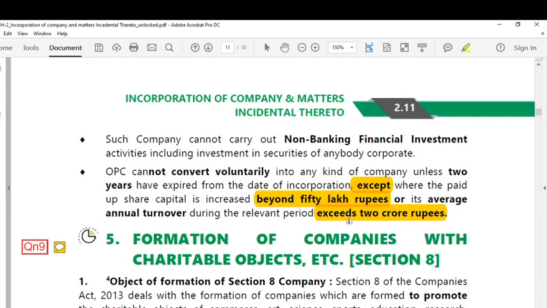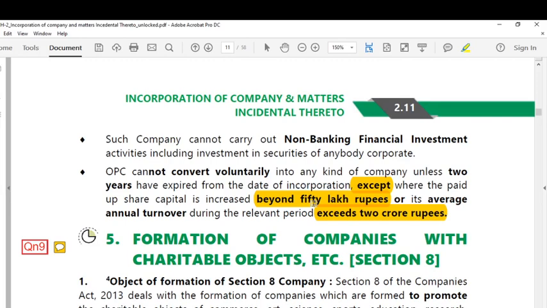This is the 12th special provision and a very, very important and most powerful provision. So what it says simply is, an OPC cannot be converted voluntarily into any kind of company unless 2 years have expired. But for that, there is an exception, my dear. One exception is that if capital goes beyond 50 lakh rupees, then it can be converted. And the other is that if annual average turnover in the relevant period exceeds 2 crore rupees, in that case also there is an exception to convert an OPC into another kind of company. This is the 12th special provision.